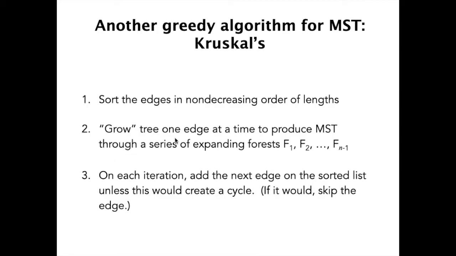So, instead of having t sub 1 to t sub n dun sa Prim's algorithm, in this case, we have expanding forests. And initially, we have forest na may mga n trees consisting of individual vertices hanggang sa umabot tayo sa point na lahat sila ay connected na using the added edges. So, on each iteration, we add an edge on the sorted list from item number 1 unless this would create a cycle. So, we skip if that particular edge will create a cycle.